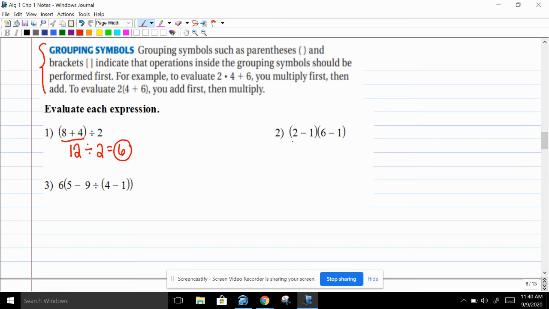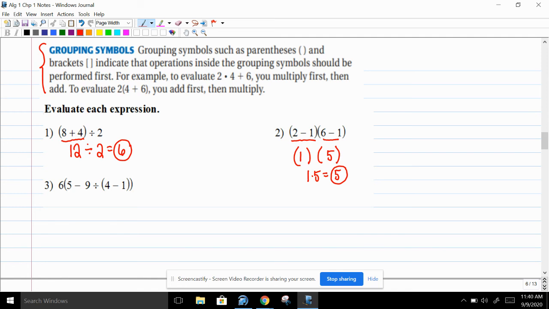Okay. So 2 minus 1 over here would give me a 1. 6 minus 1 over here would give me a 5. Now, this would still be wrapped in parentheses. If you guys were in class with me right now, I would ask you what that means. Hopefully you know by now that when 2 numbers are next to each other in parentheses, that means multiplication. So this means 1 times 5. So my final answer is 5.